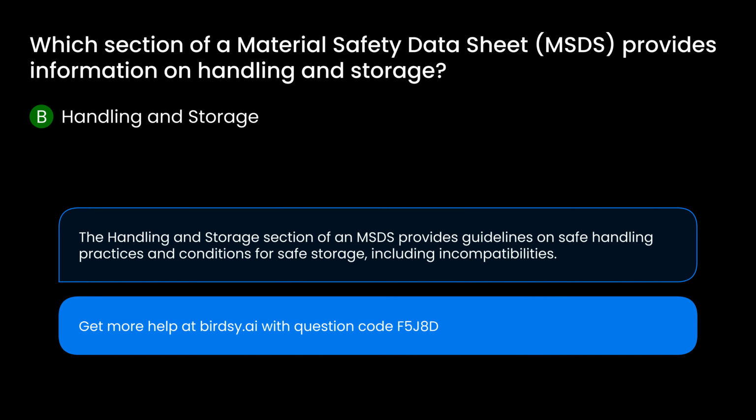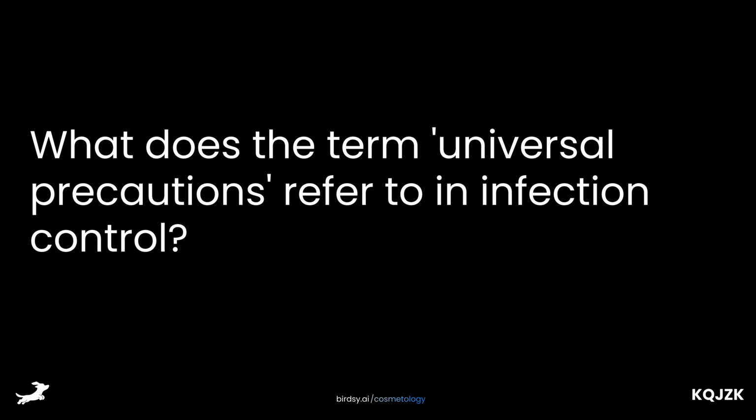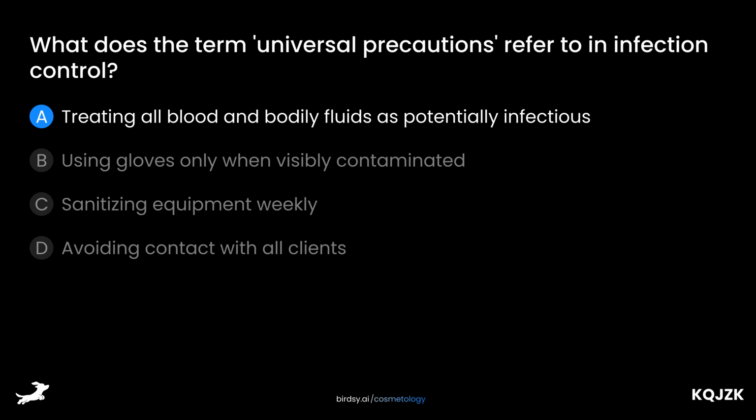The handling and storage section of an MSDS provides guidelines on safe handling practices and conditions for safe storage, including incompatibilities. What does the term universal precautions refer to in infection control? Is it A, treating all blood and bodily fluids as potentially infectious, B, using gloves only when visibly contaminated, C, sanitizing equipment weekly, or D, avoiding contact with all clients? The answer is A, treating all blood and bodily fluids as potentially infectious.